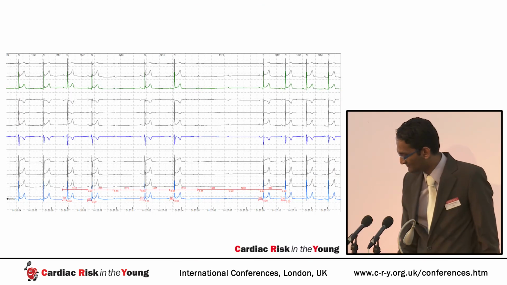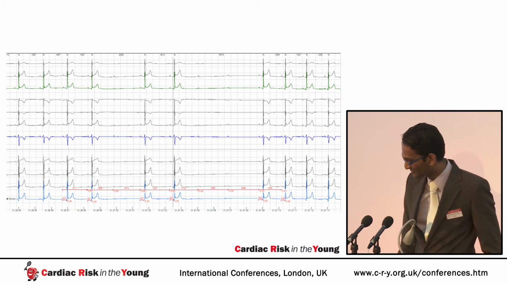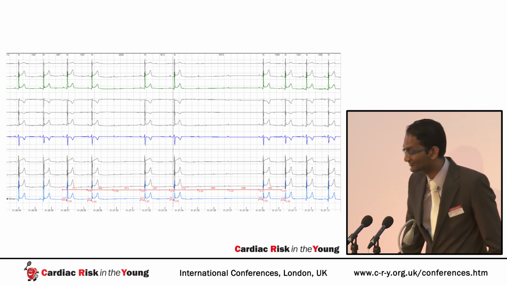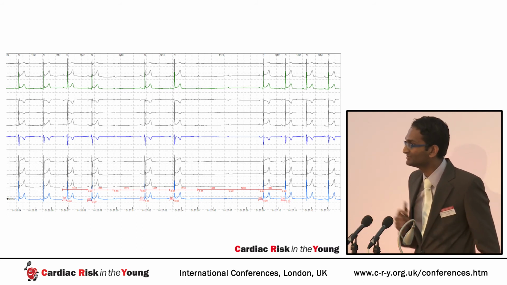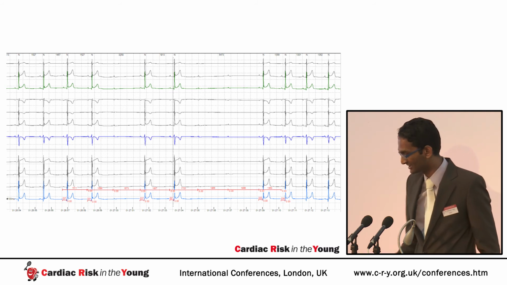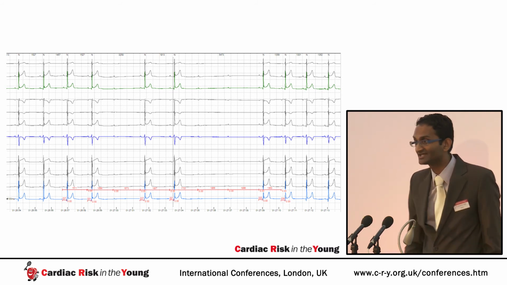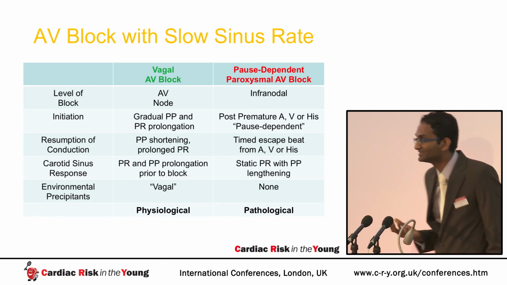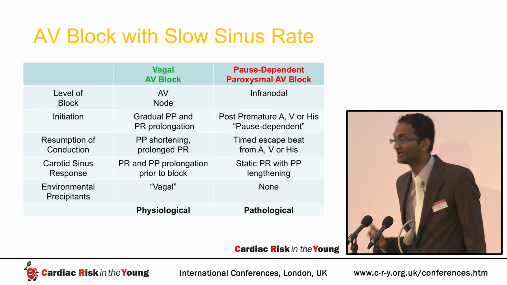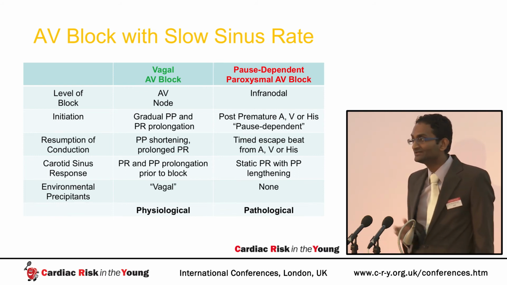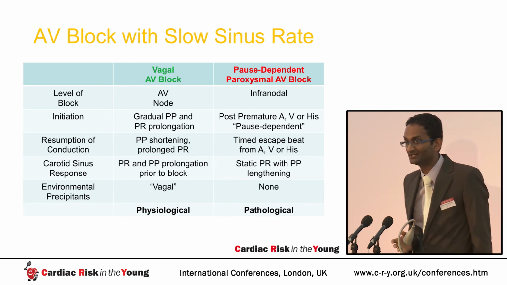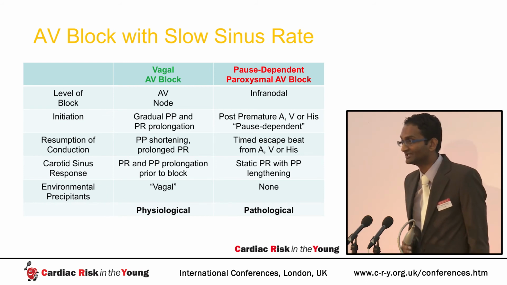Sorry, just to reiterate that this wasn't just an optical illusion. We did digital caliper measurements of all of these, and the PR interval is relatively constant, and the PP interval does indeed extend at every point where there is AV block and shortens again at the return of conduction. So what does this tell us? Well, this variation in the PP interval is highly suggestive of this being vagally mediated, which again is benign. In AV block that occurs with bradycardia, it is almost exclusively vagal.